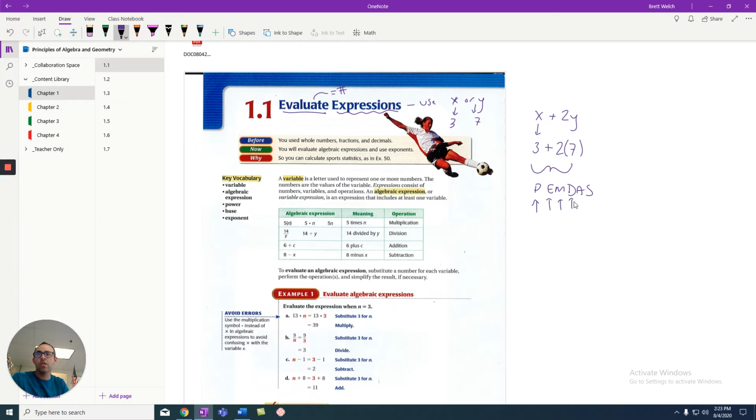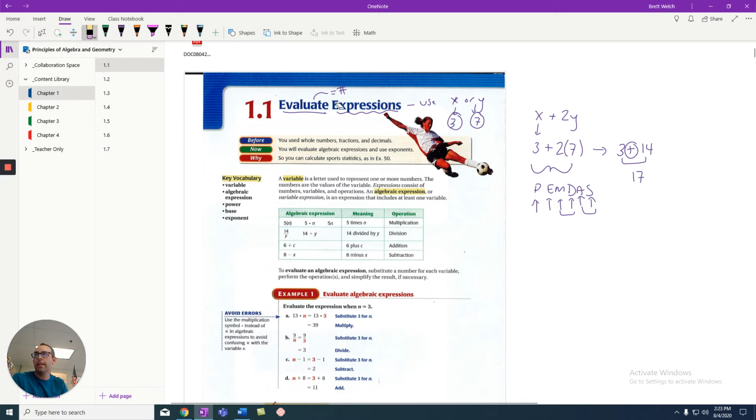Multiplication and division we do from left to right as a group. There is no division anywhere, but there is some multiplication that I can do, which would make this 3 plus 14. Then I do addition and subtraction from left to right as a group. The only thing there is this addition between the 3 and the 14. To add those, I get 17. That is my expression evaluated when x is 3 and y is 7. So that's what we mean by evaluating expressions: plug in the values we have for variables and then simplify using our order of operations.